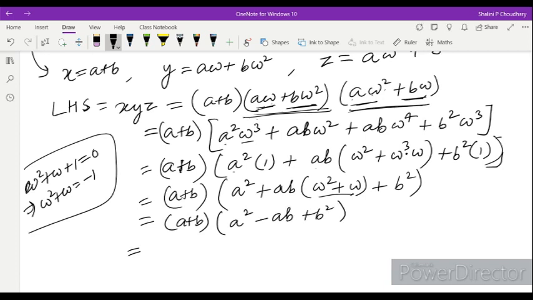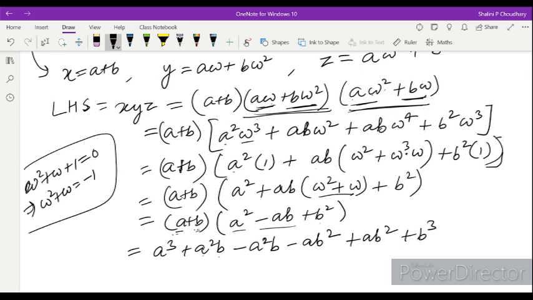Now we'll multiply this. A into A square will be A cube. Now B into A square will be equal to A square B. Now A into minus AB will be minus A square B, and B into minus AB will be minus AB square. Now A into B square will be AB square, and B into B square will be B cube. Now A square B minus A square B cancel, minus AB square plus AB square cancel. So what value are we getting? A cube plus B cube, that is equal to RHS, hence proved.